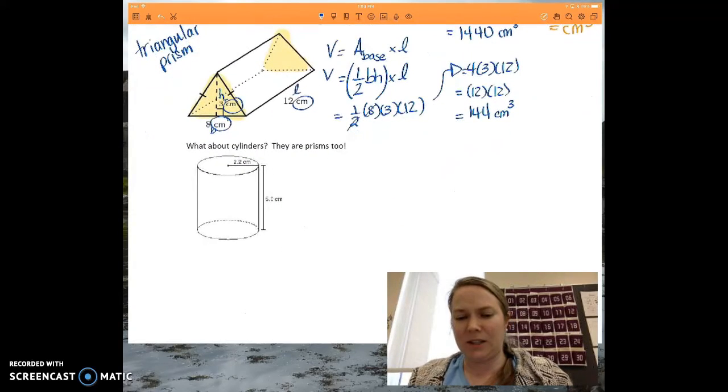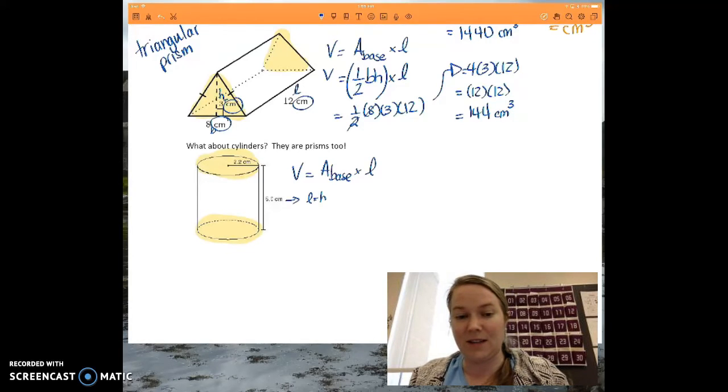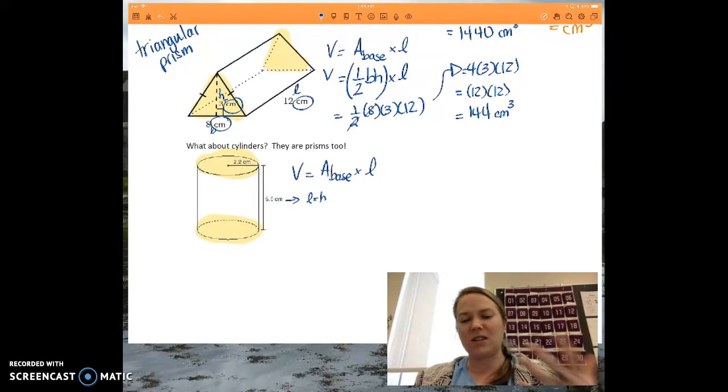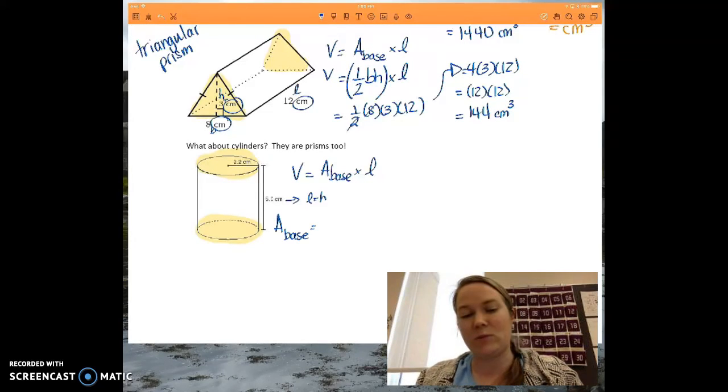Now, what about a cylinder? A cylinder is really a prism. It's just a prism where it has a circular base. So when we say the area of the base here, we're talking about the circle, and the volume of the cylinder is still the area of the base times the length. Just in this case, length and height are the same thing. If the cylinder was lying on its side, you would say that's the length. It's just perception.